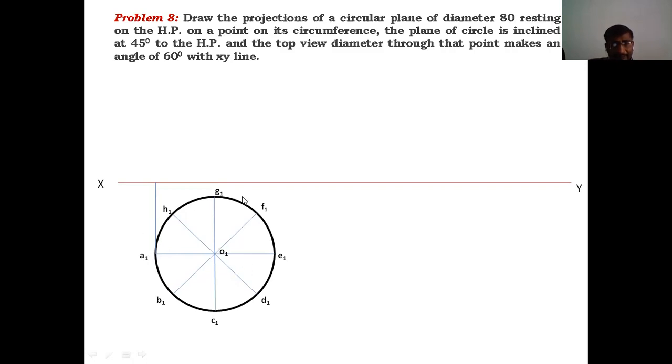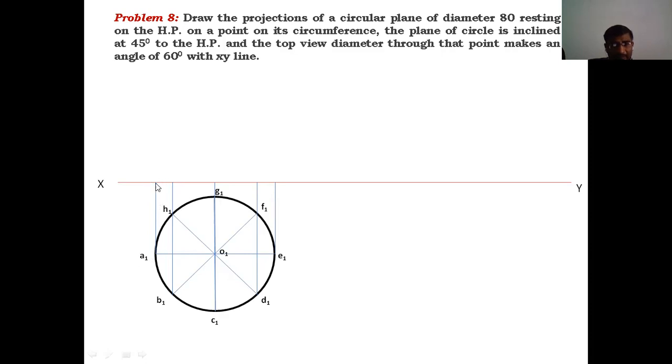After dividing the circle into 8 equal parts, we get the top view points of the first stage. From each point, draw vertical projection lines onto the XY line. We will get 5 points on the XY line. So how do we name these points?